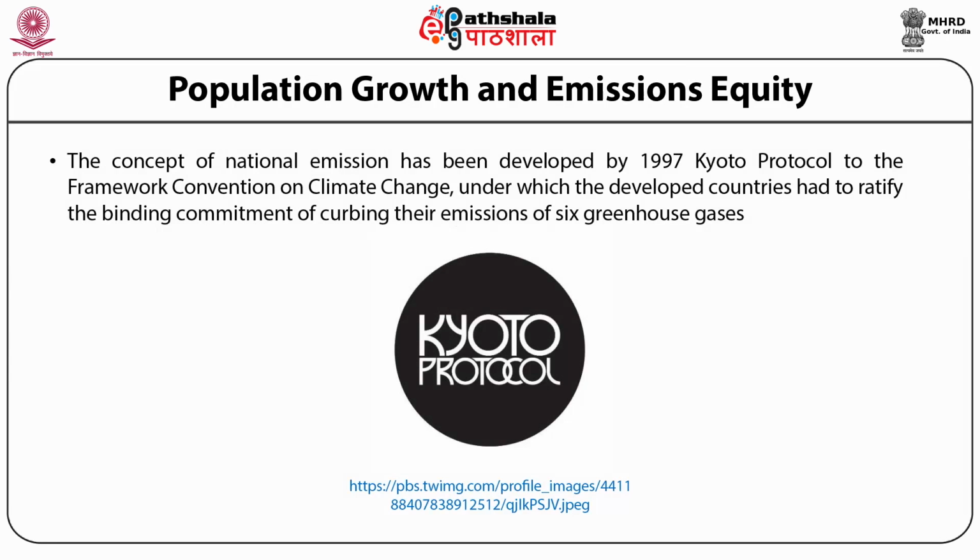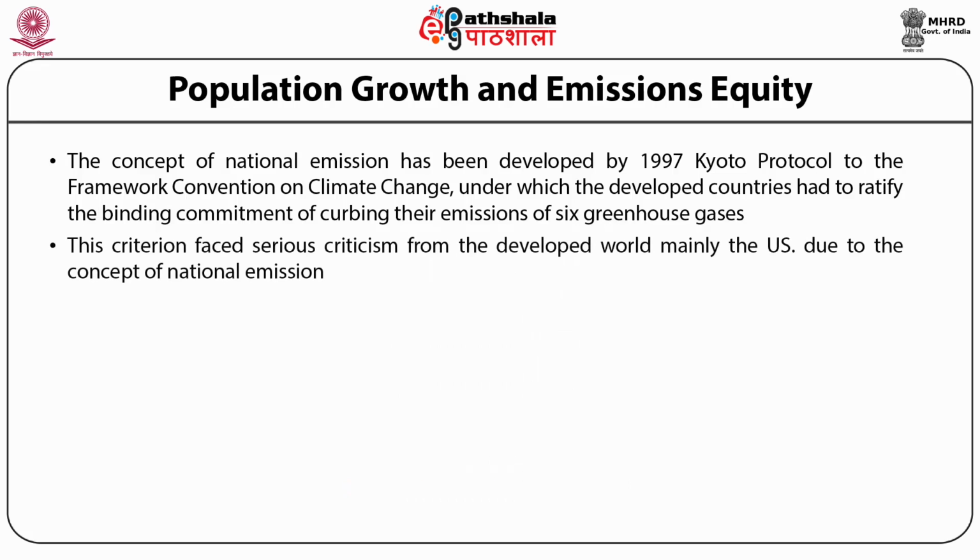The concept of national emission was developed by the 1997 Kyoto Protocol to the Framework Convention on Climate Change, under which the developed countries had to ratify the binding commitment of curbing their emissions of 6 greenhouse gases, including carbon dioxide, by a total of 5.2% from their 1990 emissions, whereas the developing countries faced no such obligation. This criterion faced serious criticism from the developed world, mainly the US.